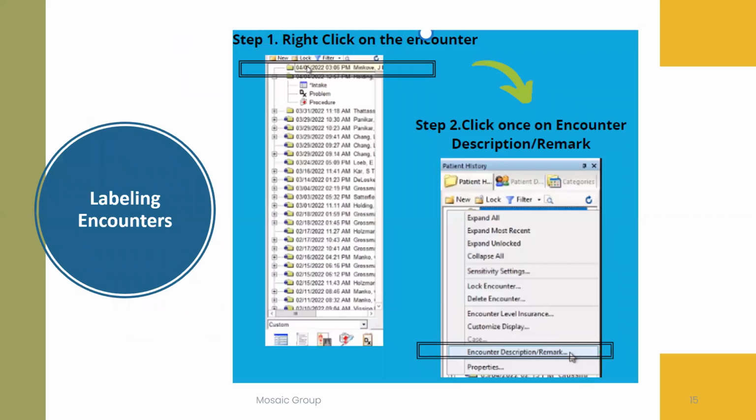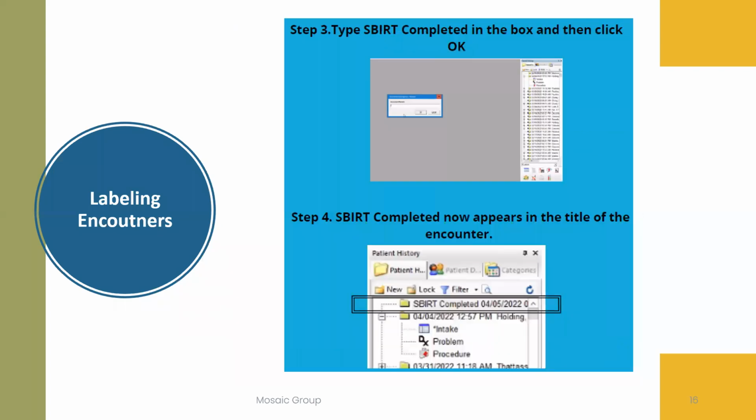So on this slide, you have steps 1 and 2 of the labeling encounter workflow. In step 1, you're going to right click on the encounter. And that is then going to open a box where, in step 2, you have the opportunity to click once on encounter description / remark. From there, step 3, you are going to have a box that populates, and you are going to type SBIRT completed in the box and then click OK.